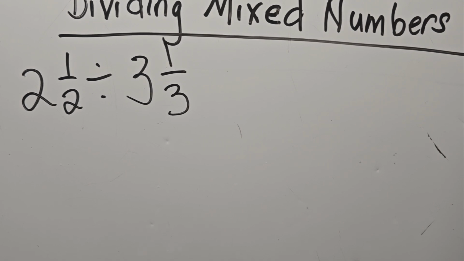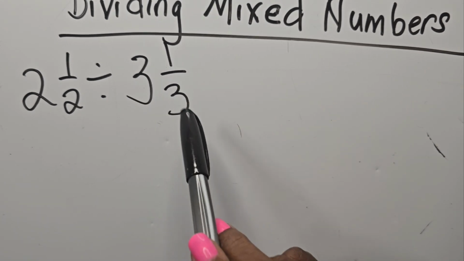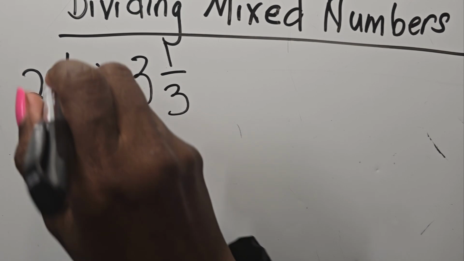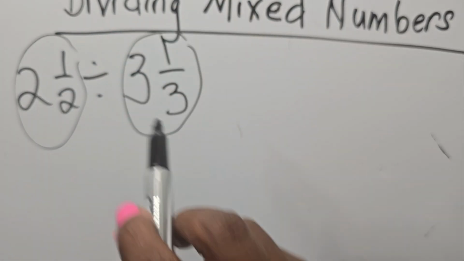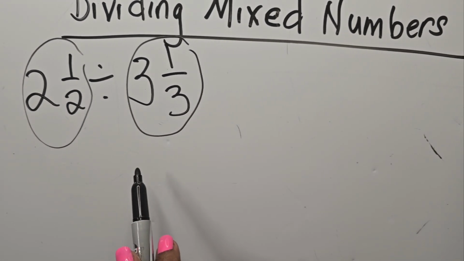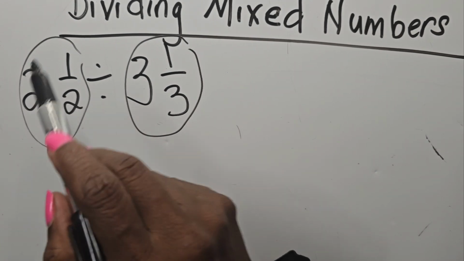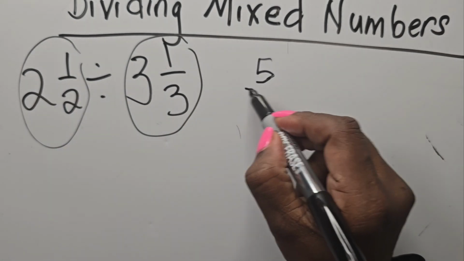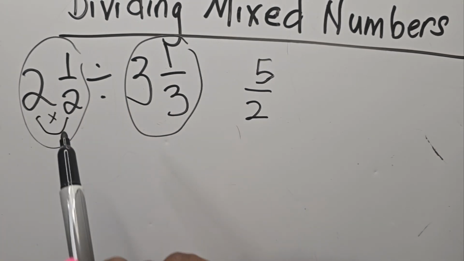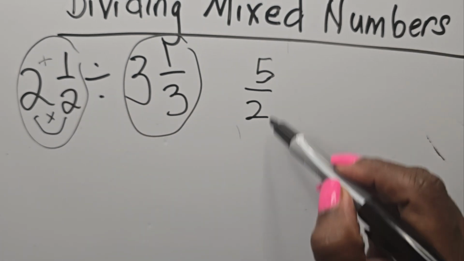If you're dividing 2 1/2 divided by 3 1/3, step number 1 is to rename your mixed number, because we can't divide with whole numbers and fractions. So we have to rename it. So 2 1/2 becomes 5/2. How did I get 5/2? 2 times 2 equals 4 plus 1 equals 5/2.